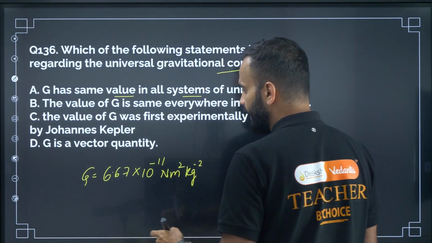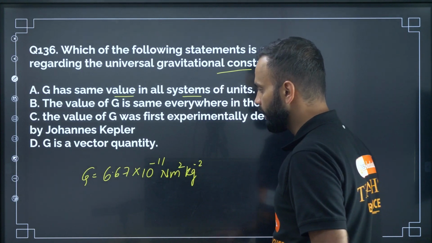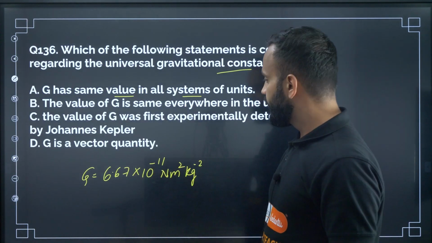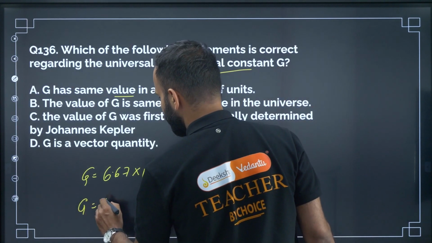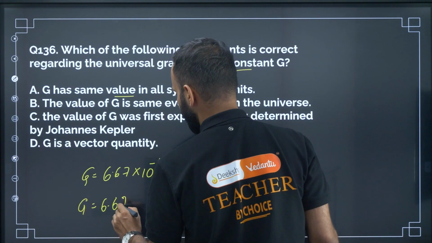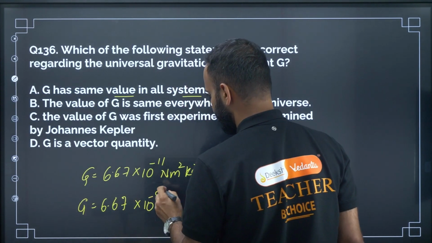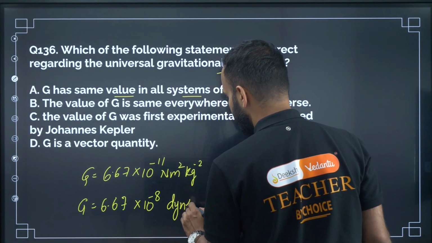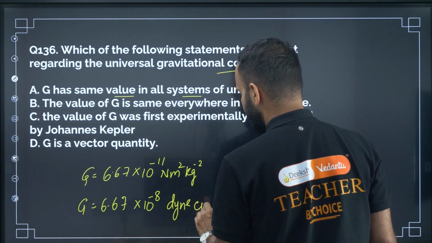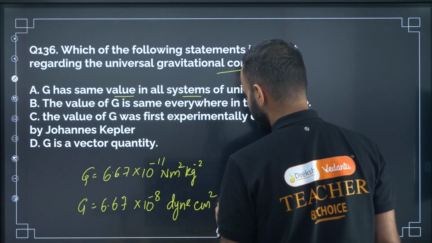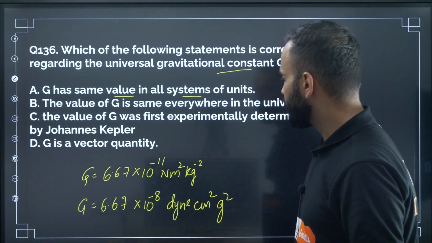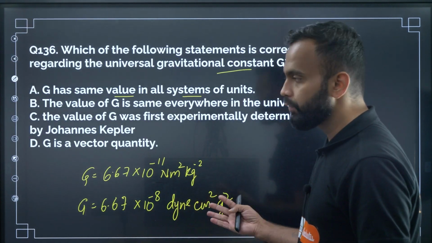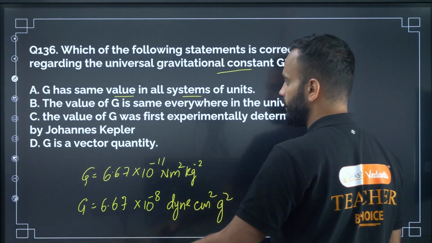So for CGS, it is different, right? So what is the value of G in CGS? The value of G in CGS is 6.67 into 10 to the power minus 8 dyne centimeter square per gram square. So the value of G is different for different system of units, so option A is wrong.